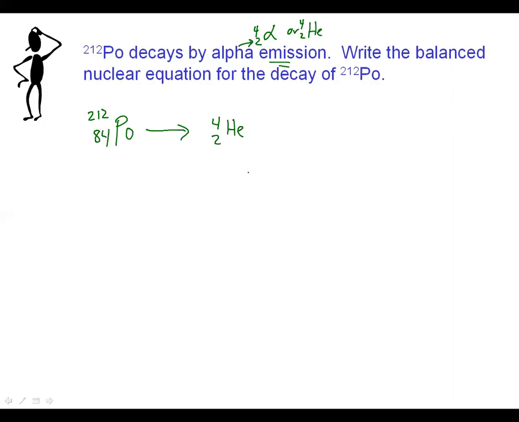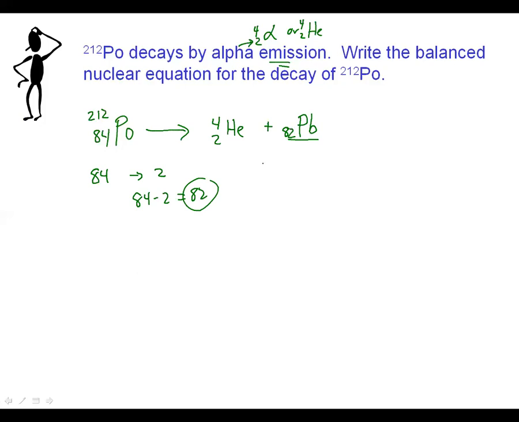So the missing new element is going to come from our atomic number. On the left-hand side, we have 84. On the right-hand side, we have 2. If we take 84 minus 2, that gives us 82 as our missing atomic number. You go back to the periodic table and you see number 82 is lead.